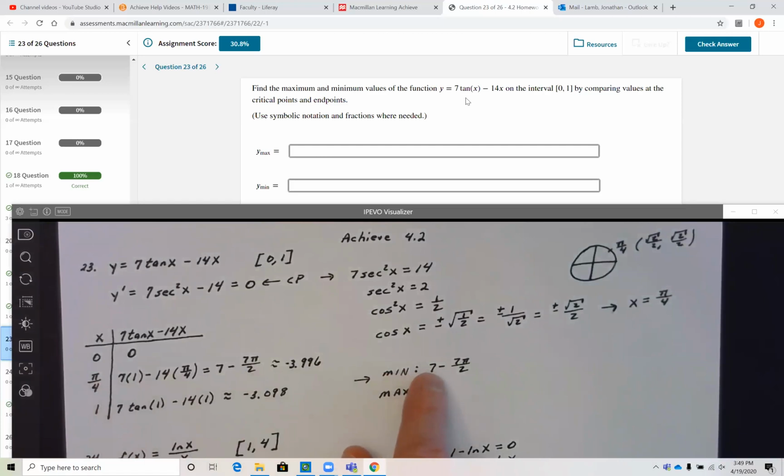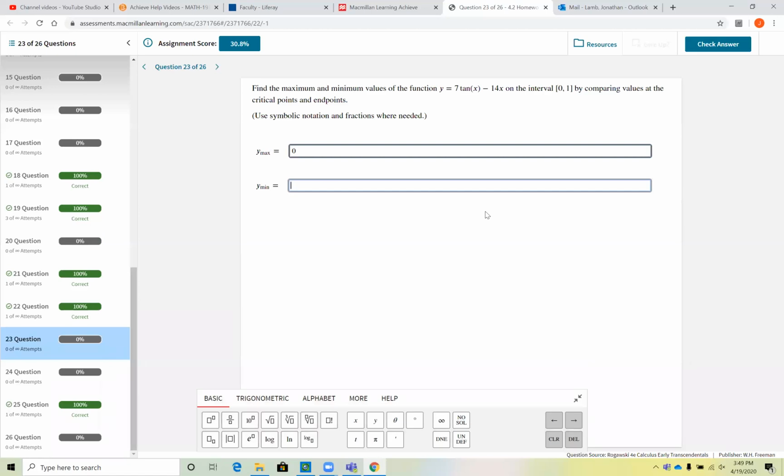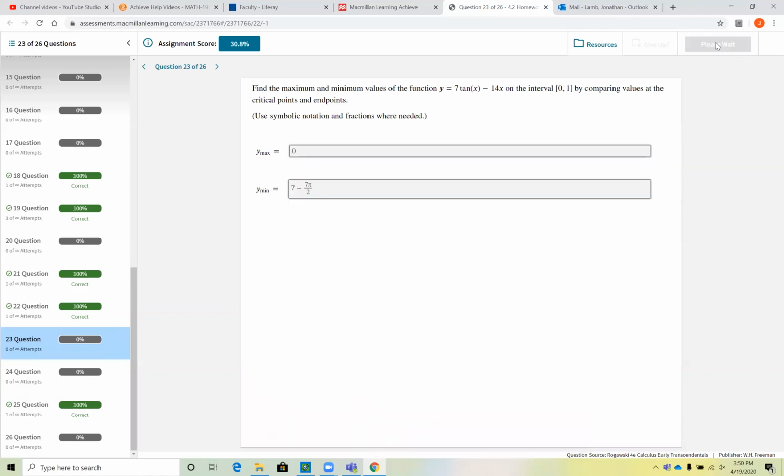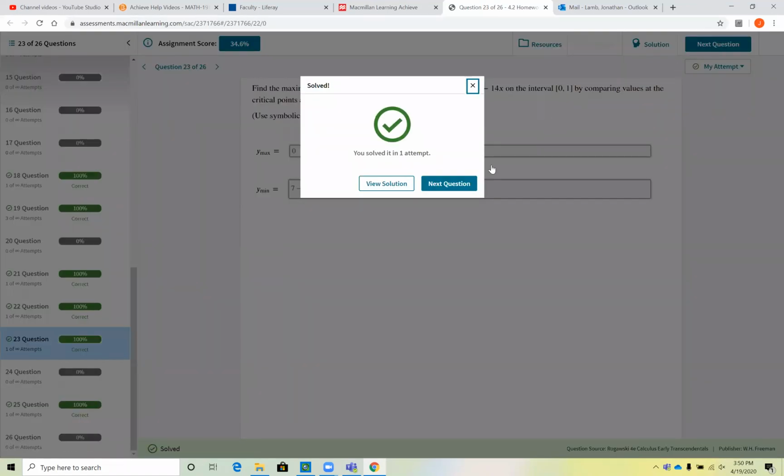You'll see it up there. It says y minimum and y maximum. Well, the maximum value is 0. I'll go ahead and input these values in, the 0 and then 7 minus 7 pi over 2 for the minimum. So I'll say 7 minus, and then I have the fraction, 7 pi all over 2. I'll check that answer, and it says correct.